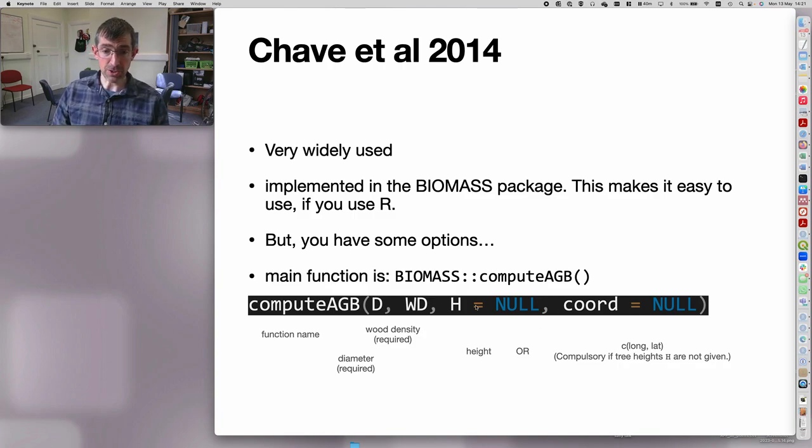However, if you haven't measured the height, it uses that height-diameter relationship to estimate what the height is and then puts it into the same equation. But to do that, it needs to know where you are because it needs to look up something about the climate. So you can provide it with height, or you can provide it with your latitude and longitude. And if you give it those three ingredients, it will estimate the biomass for you. Very simple.